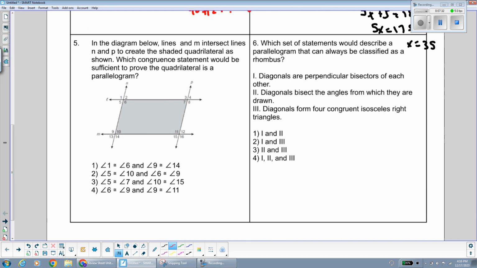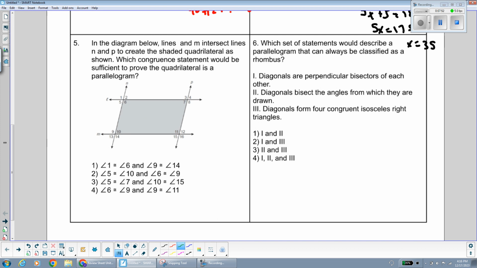Number 5, it's asking in this question which answer choice is sufficient to prove that we have a parallelogram. So 3 of the answer choices are not going to be enough. There's only going to be one that gives us enough information to prove that the quadrilateral is a parallelogram. We're going to try out the different answer choices in the diagram.